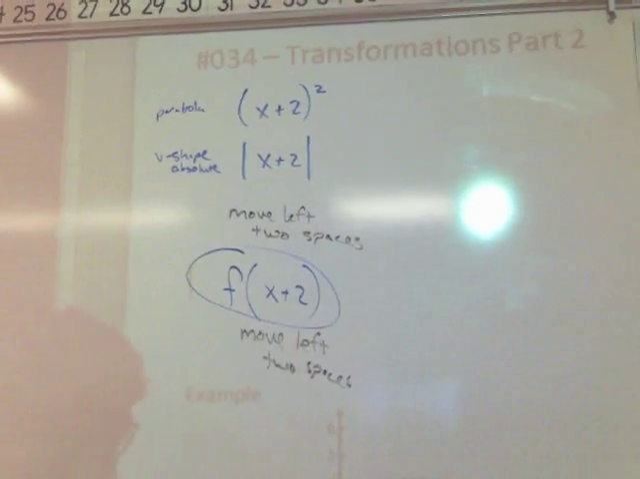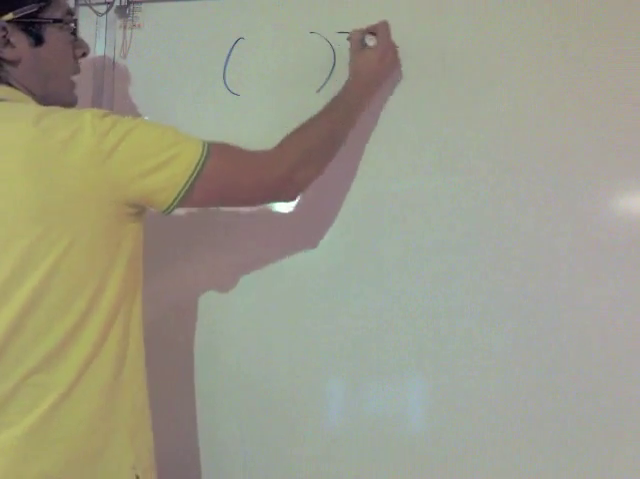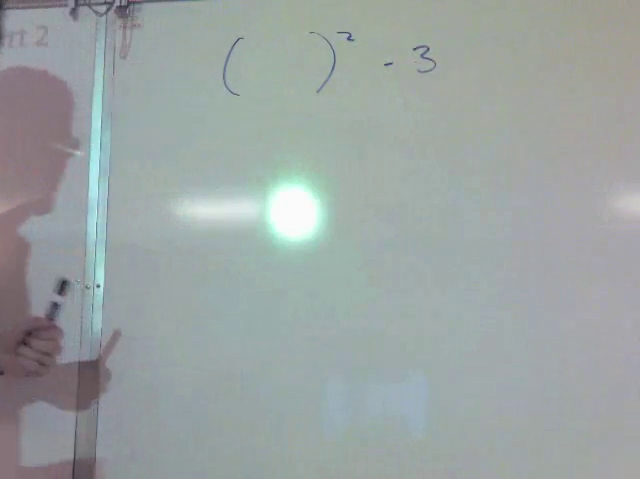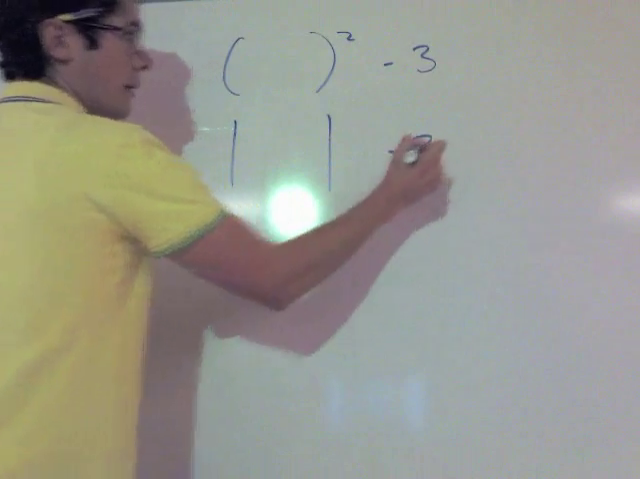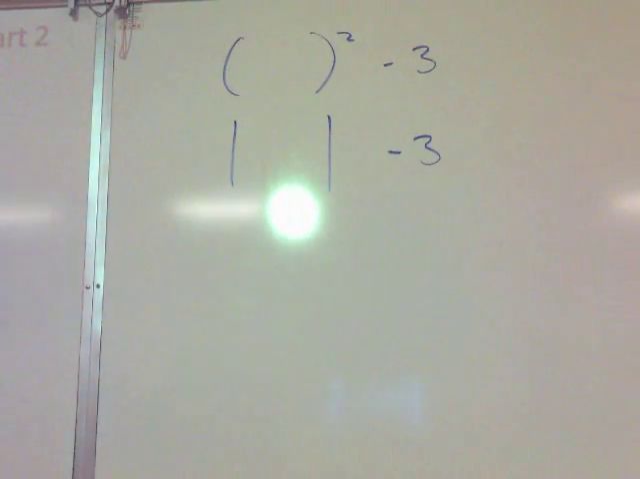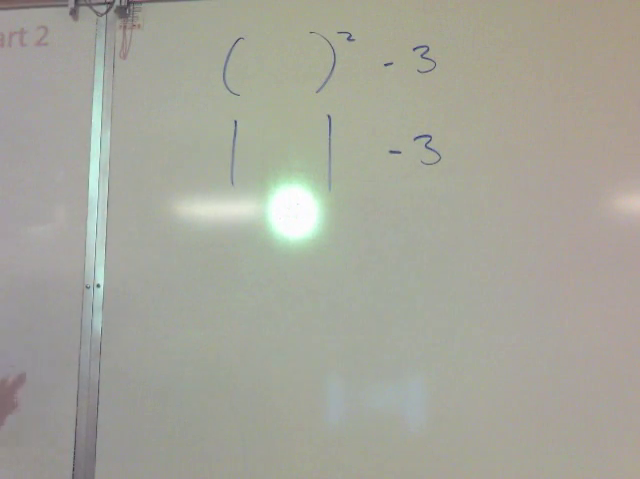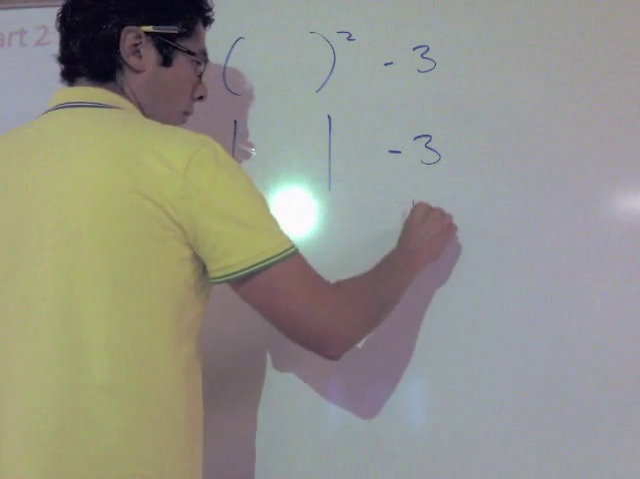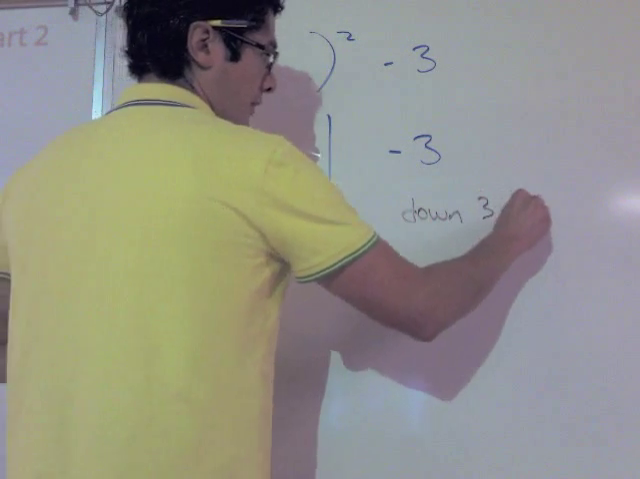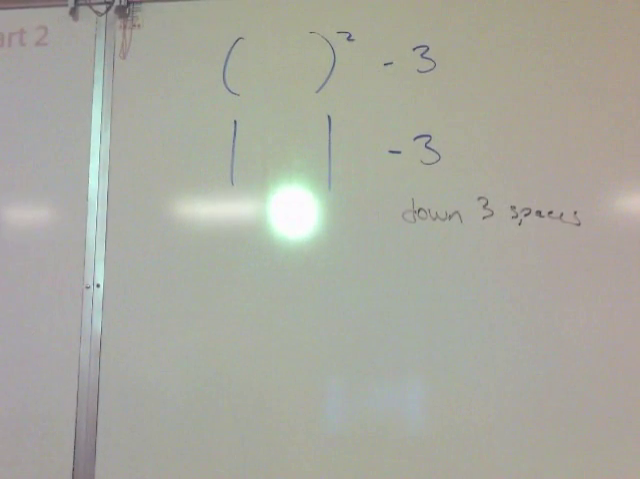Now the same thing can go for the other side as well. For yesterday, remember how we had something squared and then we had minus 3 at the end? Or for the absolute value, we had the absolute value minus 3 at the end? What did this minus 3 tell us yesterday? It's going down 3 spaces. Okay, so this minus 3 said we're moving down 3 spaces. Not opening down, but moving down 3 spaces.